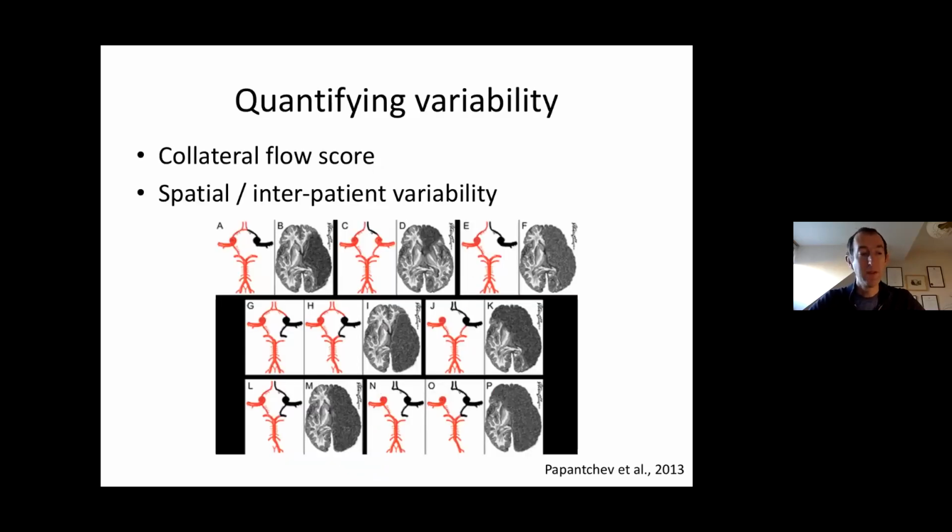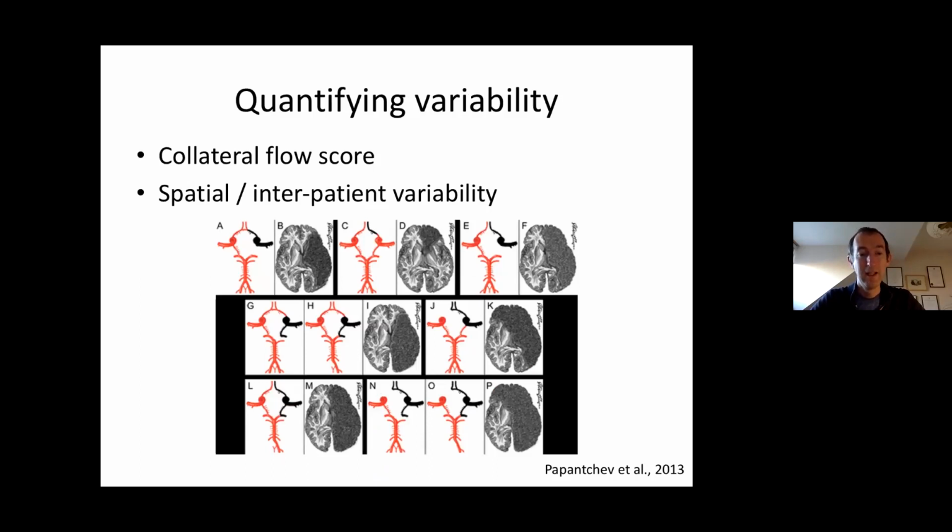Then all the results I've shown you have really been on one brain, simply because it took so long to get the mesh that we've used. And Tamas has now done a great deal of work in the last 6 months, expanding this to multiple brains and looking at larger groups. And this enables us to start including things such as collateral flow score and looking at the interpatient variability.